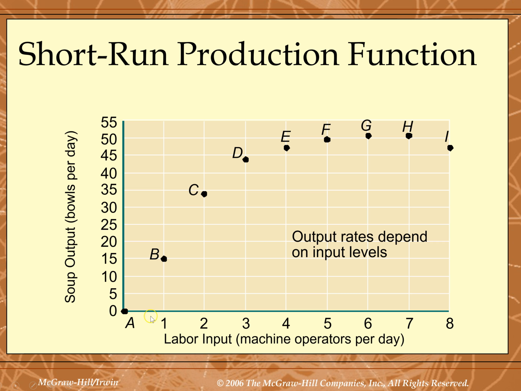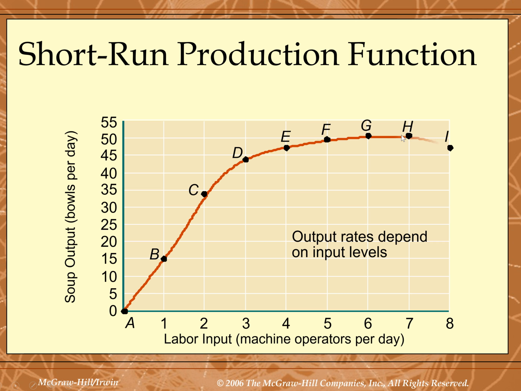Remember how when we hired the first chef, he was able to produce 15 bowls of soup? Then we hired the second chef, and total output went to 34 bowls. The vertical distance between point B and point C is the second worker's contribution, 19 bowls, 34 in total. When we hired the third chef, output went to 44 bowls, right about here. When we hired the fourth chef, I think output went from 44 to 48, four more bowls, then two more bowls, then one more bowl, and then no change.